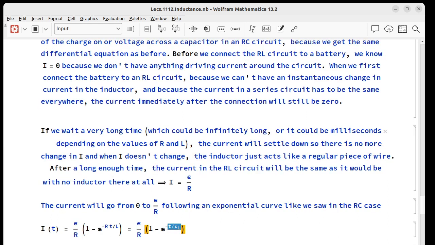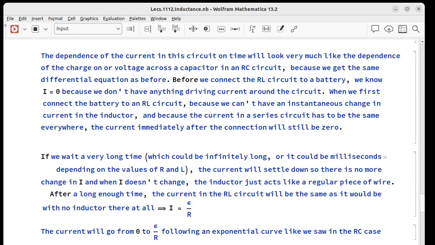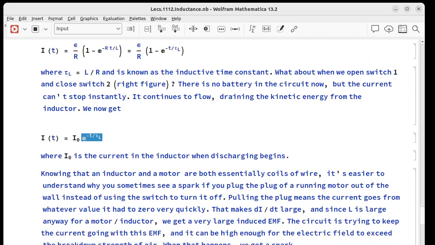What about when we open switch 1 and close switch 2? We know that the current will drain away. It's going to eventually get to 0, and the formula we have then is whatever you started with when you opened that switch, times e to the negative t over tau L.